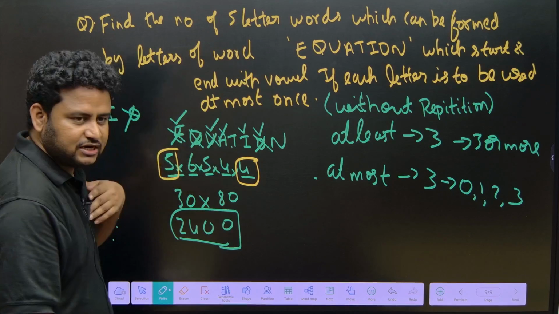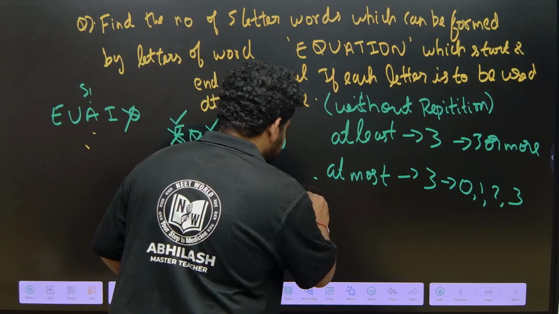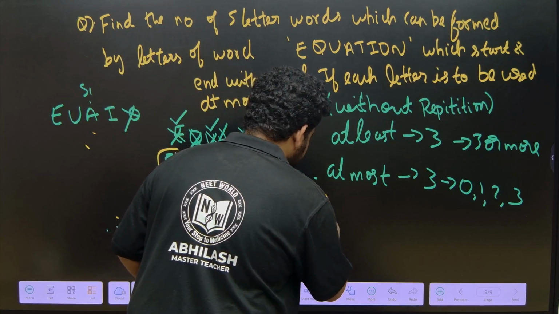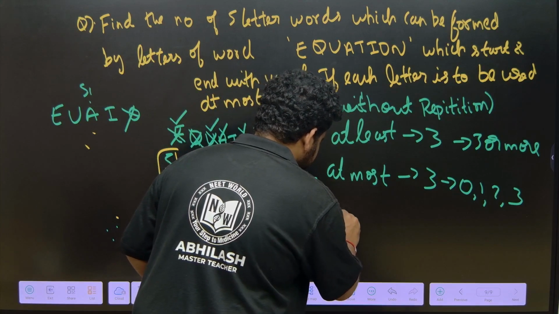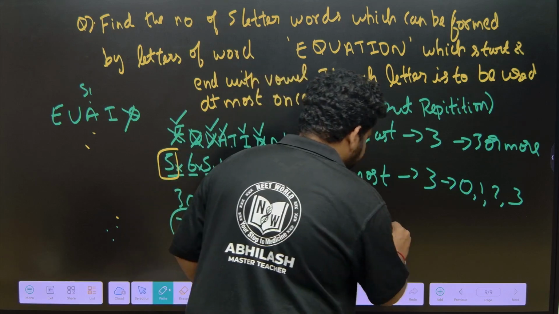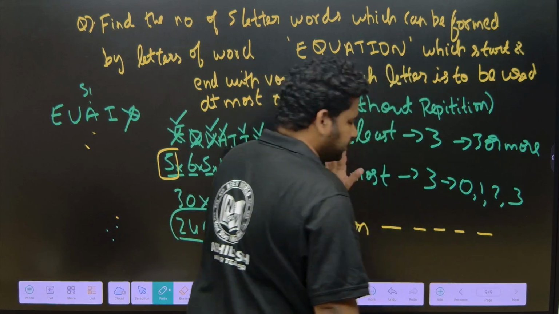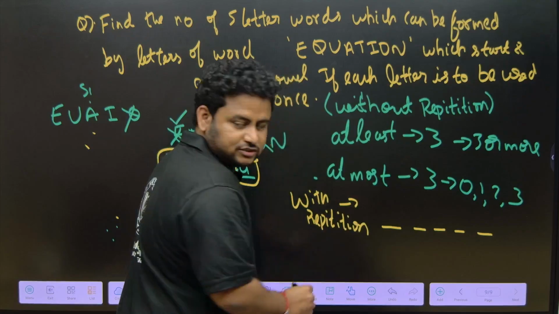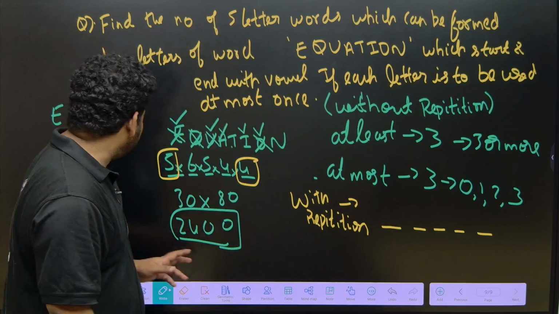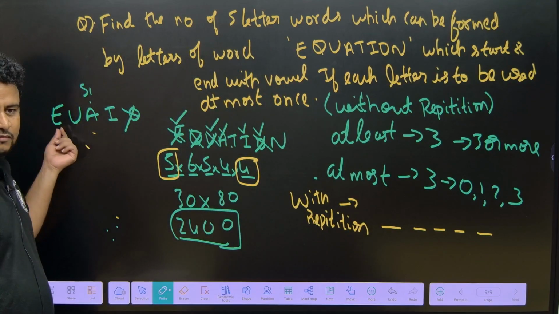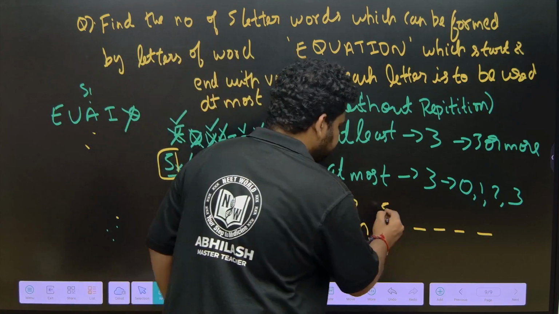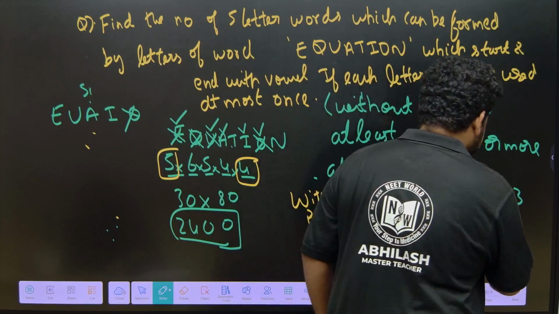See, this question let me solve with repetition. This is not asked in the question. So see here, with repetition, if they ask a 5 letter word, not utmost ones, this is what I am talking about with repetition. Now focus here. Now how many vowels are there? 5 vowels. I'll write 5 here. How many vowels are there? 5. I'll write with repetition.